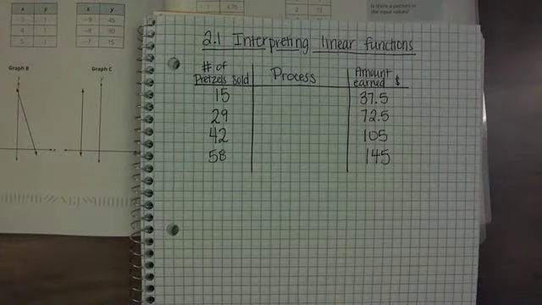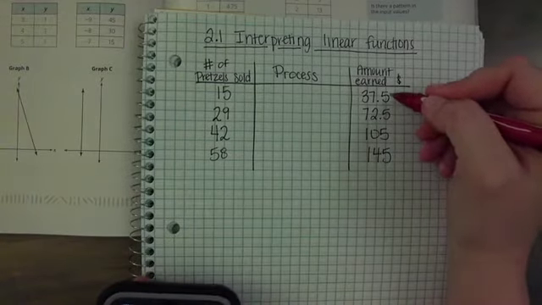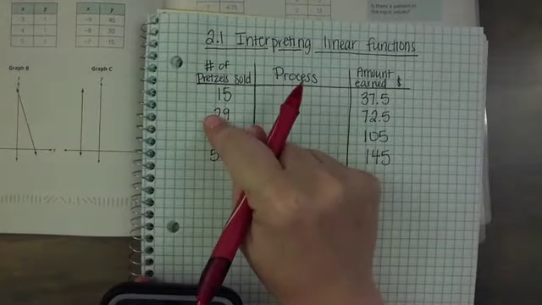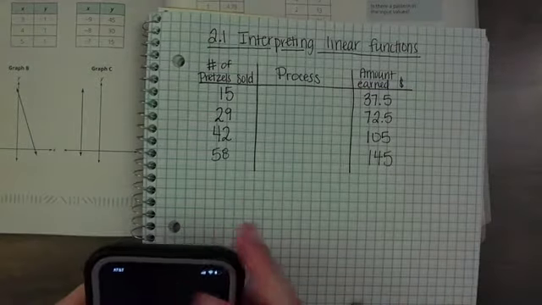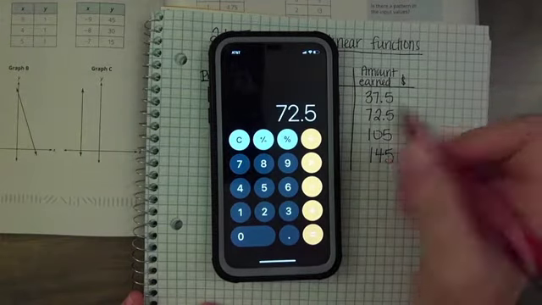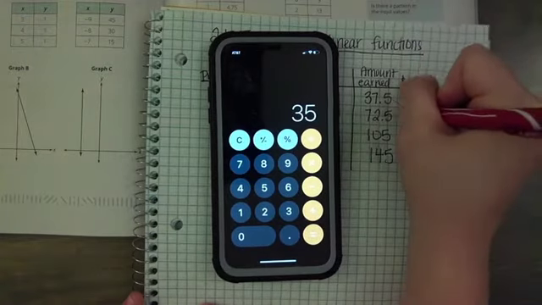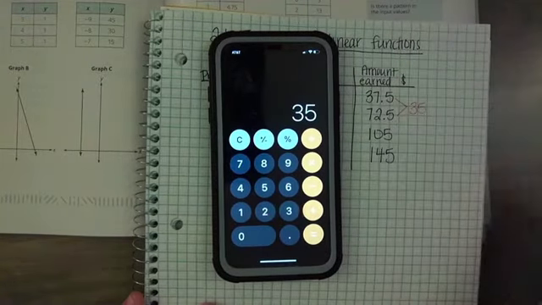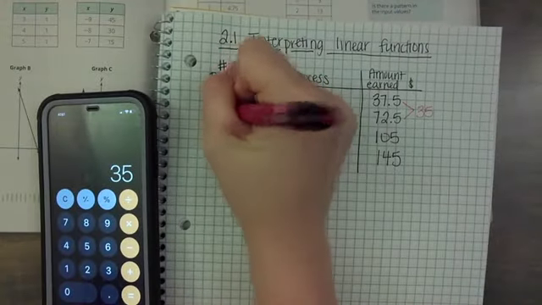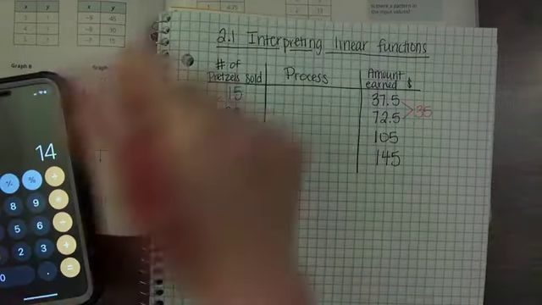Okay, so now in order to do the process, remember we're going to figure out how much it's changing by. So if you look at that, we're going to start with amount earned. So we want to know how much did they earn for how many pretzels, and then we can figure out how much they earned per pretzel. So you're going to take the second number, so 72.5, and subtract the first, minus 37.5. And so that changed by 35. Okay, then we're going to do 15 to 29. So I'm going to do 29 minus 15 is 14.